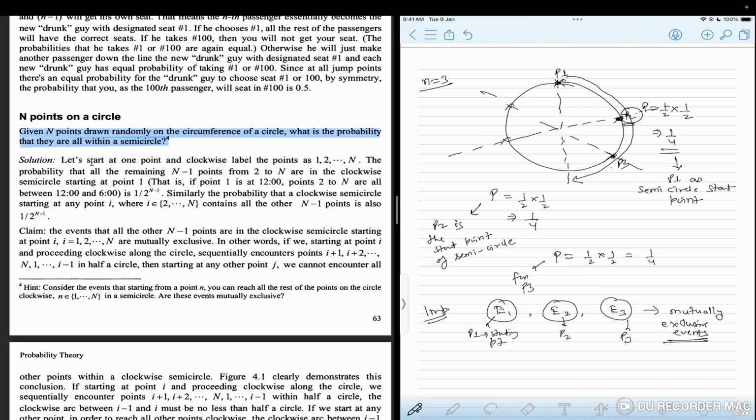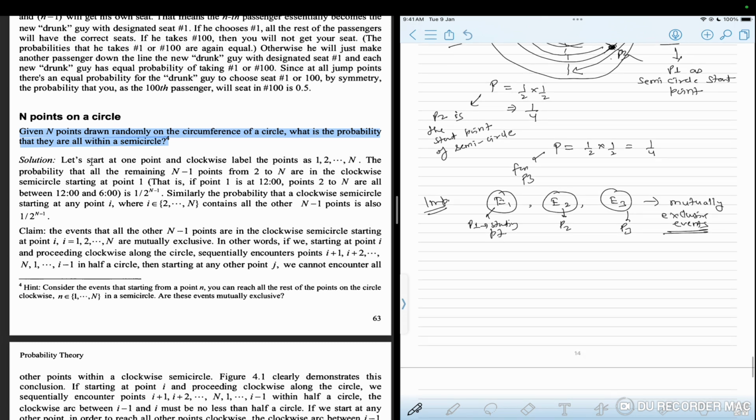Because now from P2, if I form a semicircle in clockwise direction covering all the points, then it is no longer a semicircle because it covers from here till here. It covers this entire distance, and this is not a semicircle. Similarly, if I keep the 3 points as they are and move the semicircle start point to P3, and again go in a clockwise direction, we'll go till P2. Again, this is not a semicircle.